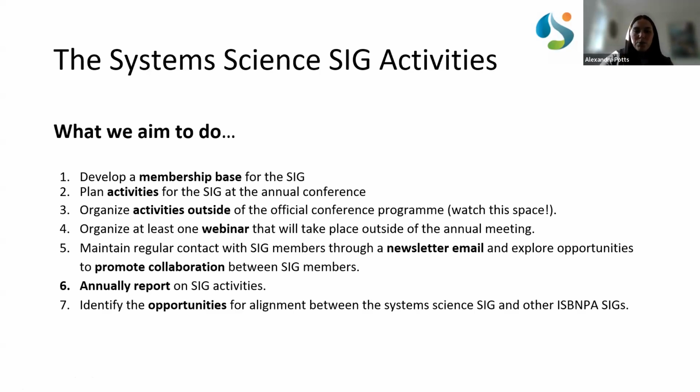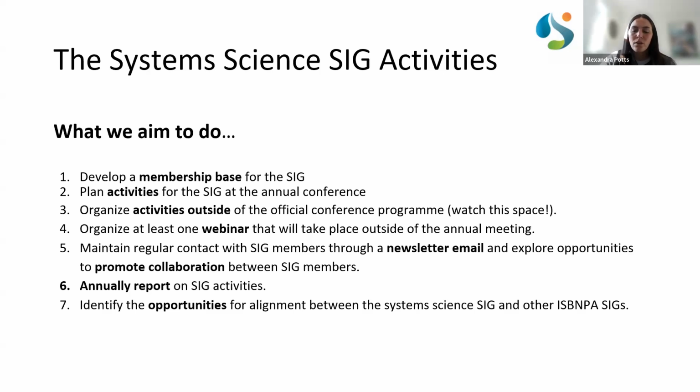As such, the short-term objectives of our SIG are to develop a membership base for the SIG, which we're well underway with, which is an exciting good start. We are looking to plan activities for the SIG at the annual conference, such as an annual SIG meeting, and provide information on this in advance to the conference. We're also looking to organise activities outside of the official conference programme, which we'll communicate through the newsletter and through social media. We are looking to organise at least one webinar per year that will take place outside of the annual meeting.